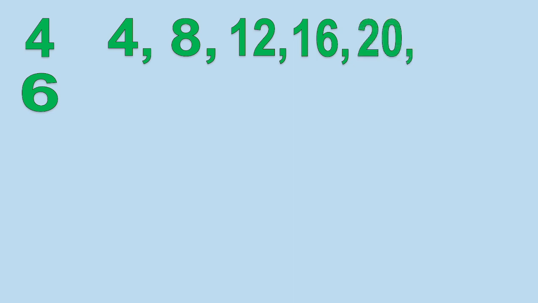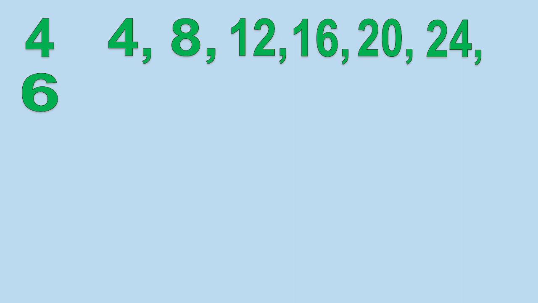So, here's how you do it. We have here 4 and 6. We are going to write the multiples of 4 and 6. First, we are going to write the multiples of 4. 4 times 1 is equal to 4. 4 times 2 is equal to 8. 4 times 3 is equal to 12. 4 times 4 is equal to 16. 4 times 5 is equal to 20. And 4 times 6 is equal to 24.